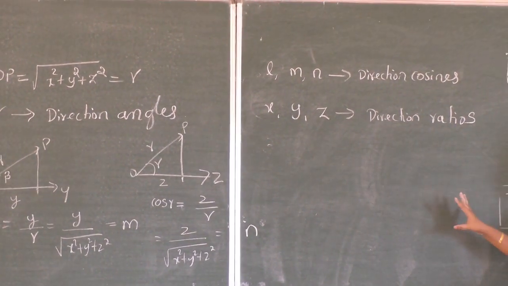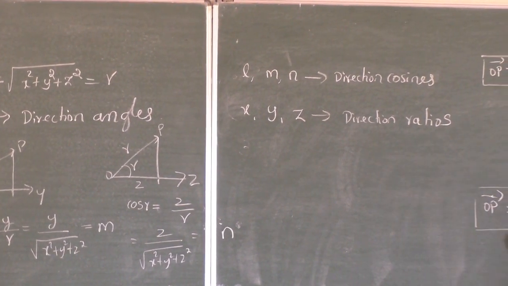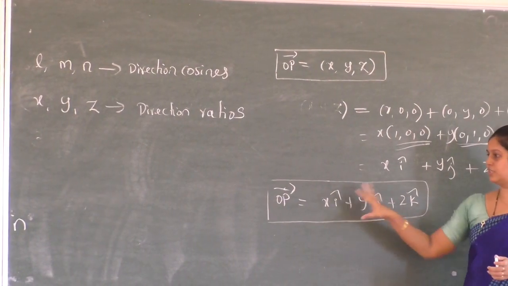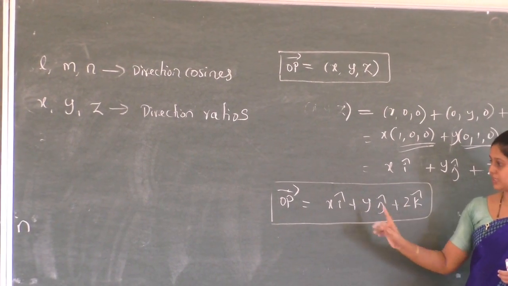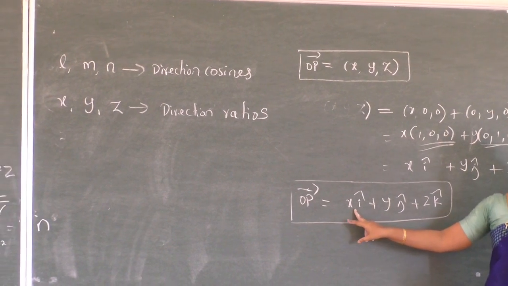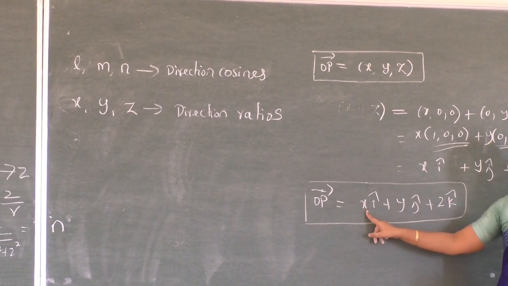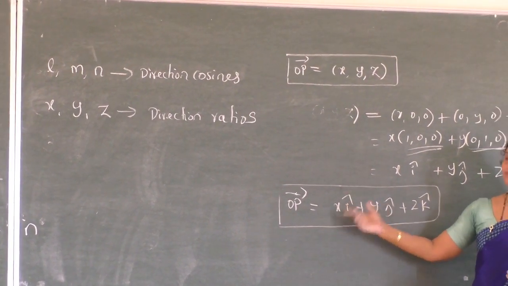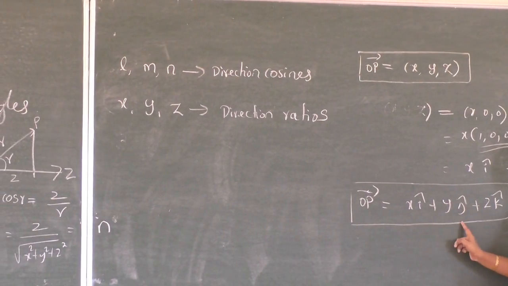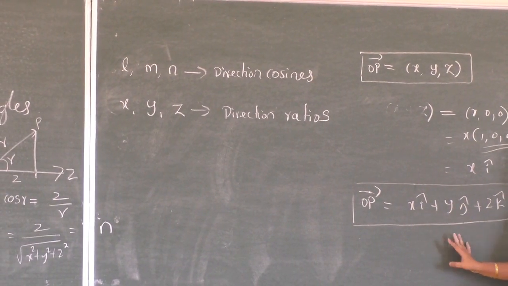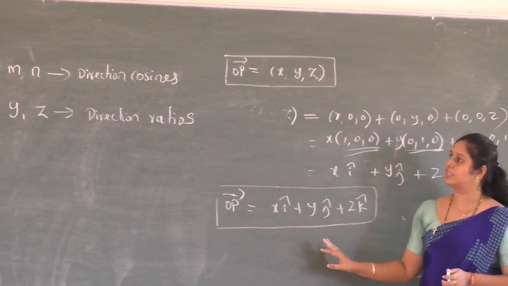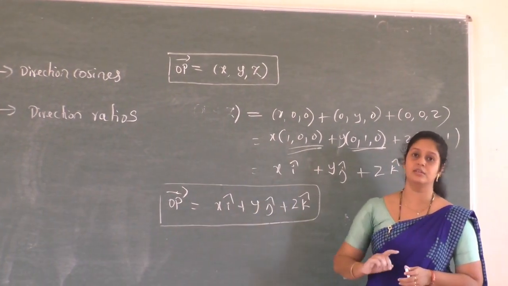So if one vector is given in this vector form, then we are able to find what the direction ratios are, and we can find the direction cosines and the direction angles also. So that is important in 3D vectors.